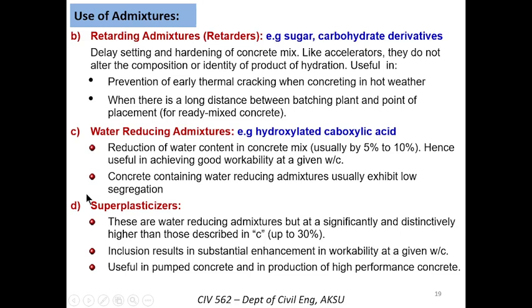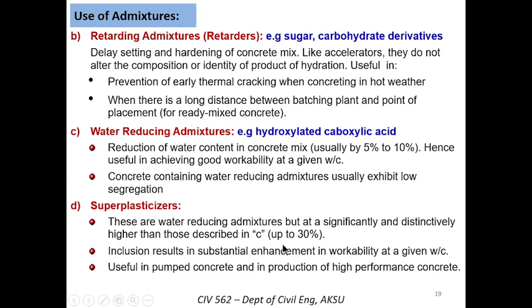Another admixture is superplasticizer, frequently used. These are water reducing admixtures, but with a significantly higher water reduction than those described under water reducing admixture. They are called superplasticizers.